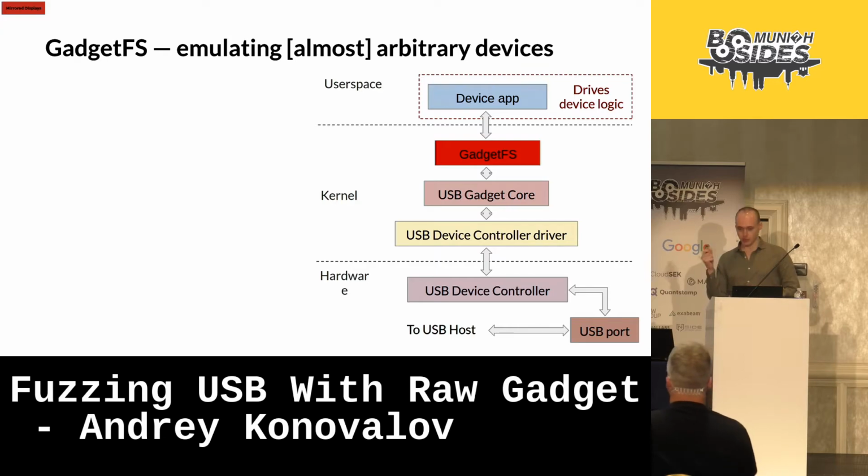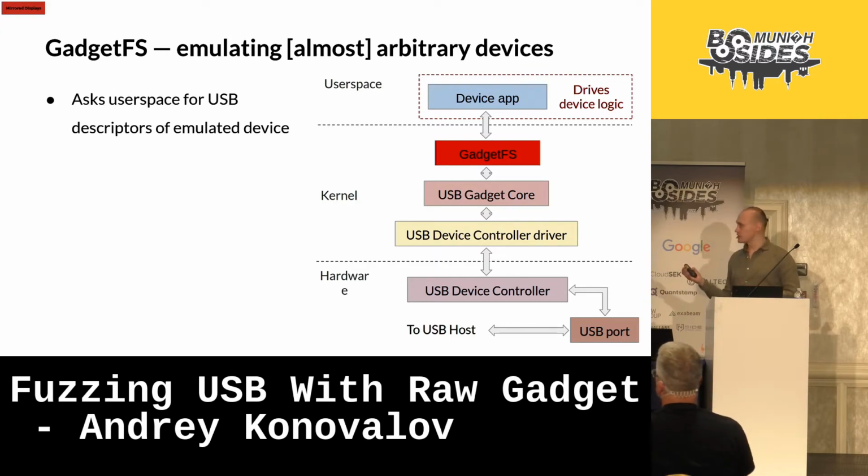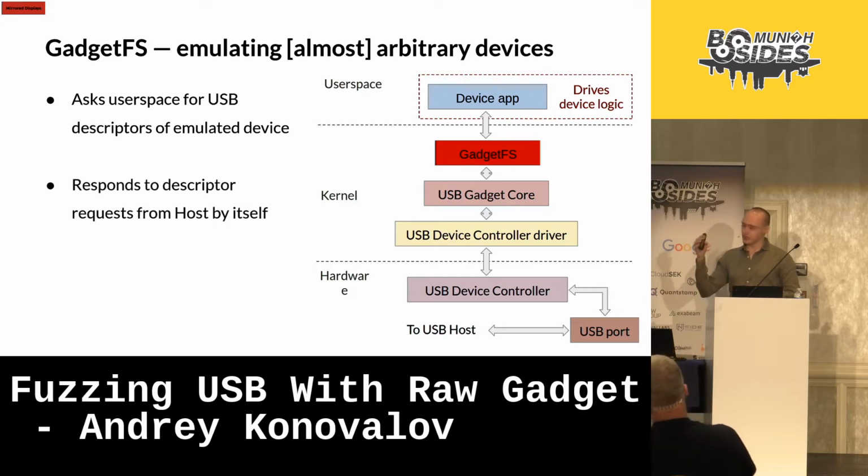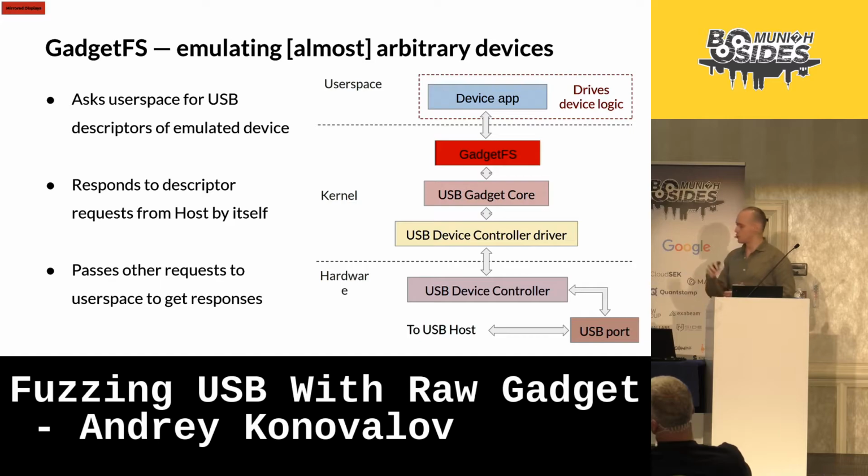So the way GadgetFS works is when it starts, it asks the user space application for the USB descriptors of the device it's going to emulate. And then whenever this gadget stack receives a USB descriptor request from the host, GadgetFS is going to respond to this request by itself without asking user space. If it receives other types of requests, it's going to pass them to user space and ask for a response and then give it back to the host.